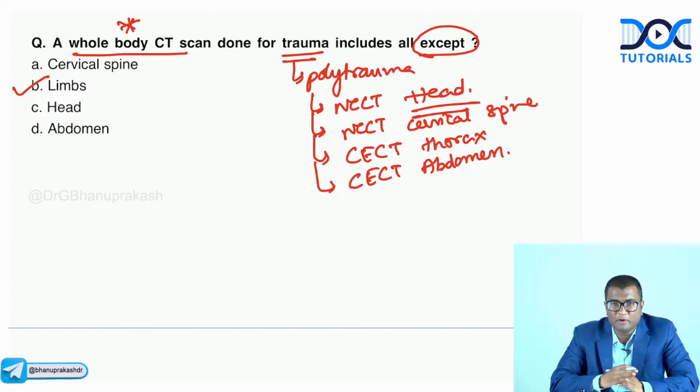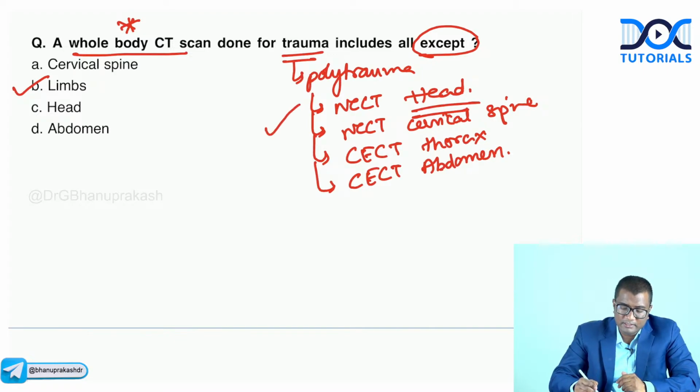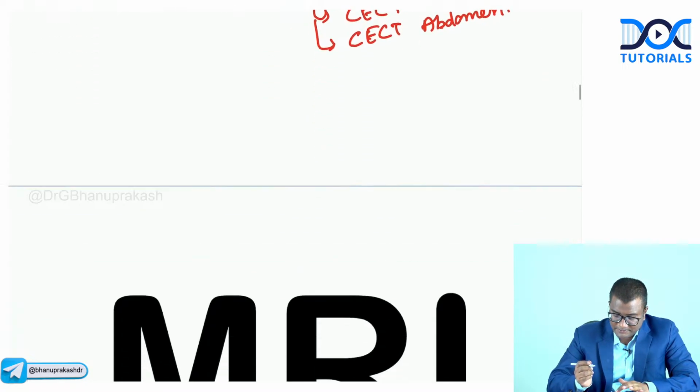So whenever you have a polytrauma patient, with multiple areas of injury, you want to rule out any problem anywhere. You generally go for a non-contrast CT of the head, a non-contrast CT of the cervical spine, and a CECT of the thorax and the abdomen, but not of the limbs.